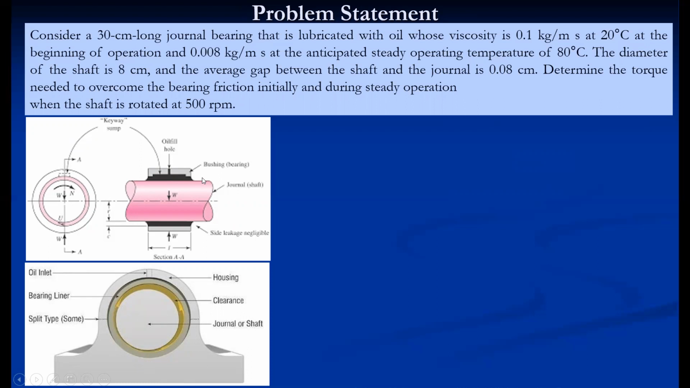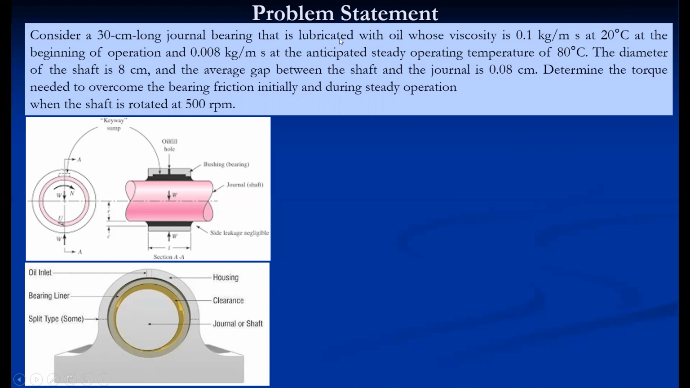It is lubricated with oil whose viscosity is given. Whatever oil is filled in this gap, that viscosity is 0.1 kg per meter second, which is the SI unit, at 20 degrees Celsius at the beginning of the operation, and then its viscosity is reduced at the steady state. That we can say at the steady state is 0.008 kg per meter second. So obviously you can see the viscosity is reduced when the steady state arises. At the beginning it is high and then it is reduced.